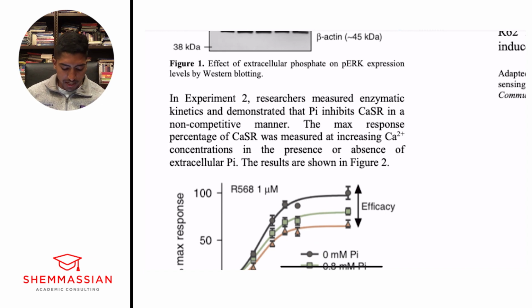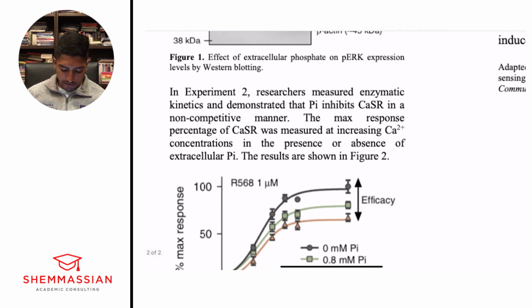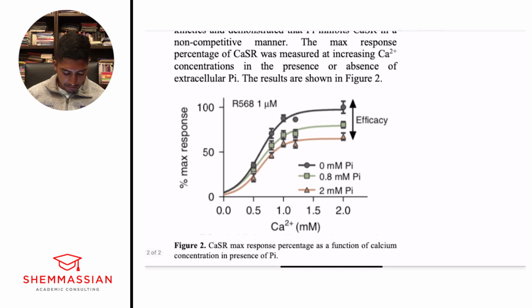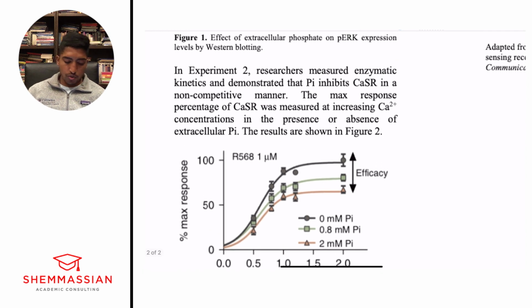The max response percentage of CASR was measured at increasing Ca concentrations in the presence or absence of extracellular Pi. The results are shown above, in figure 2. Okay, so right again, we have figure 2, CASR max response percentage as a function of calcium concentration and presence of Pi. All right, so again, what is the question being asked?